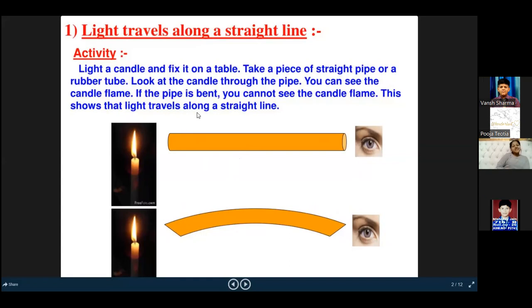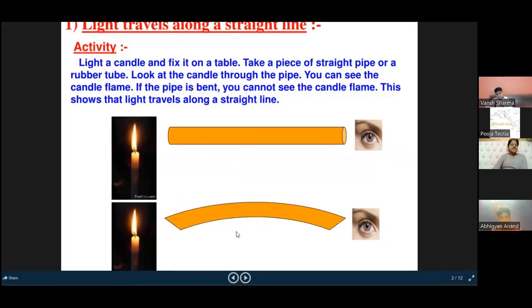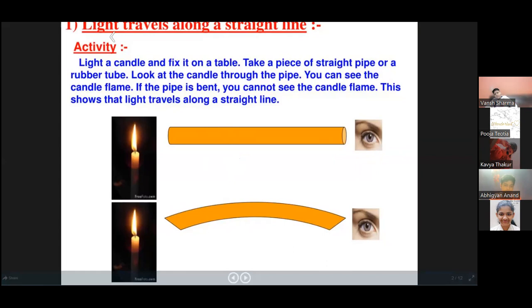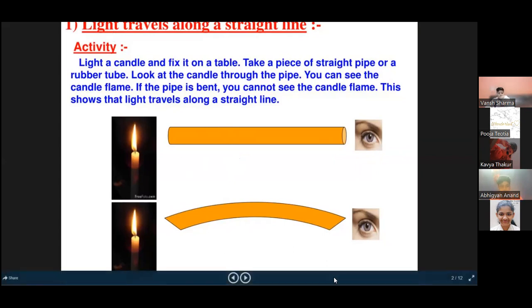So light travels in a straight line. Everybody knows what that property is known as. Can you tell me? Rectilinear propagation. Very good. Rectilinear propagation of light is known as that. It means that light travels in a straight line.